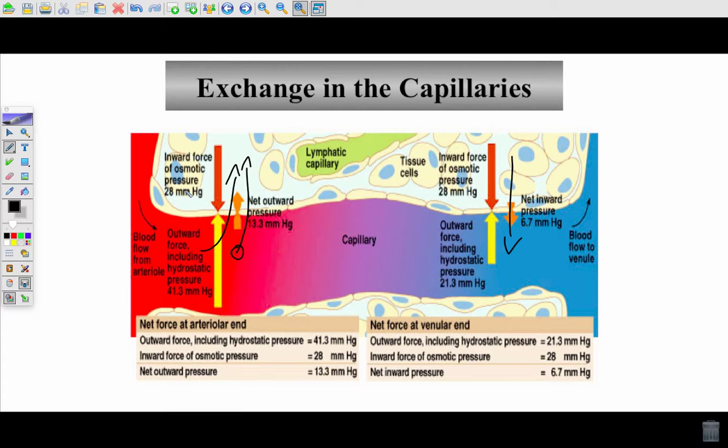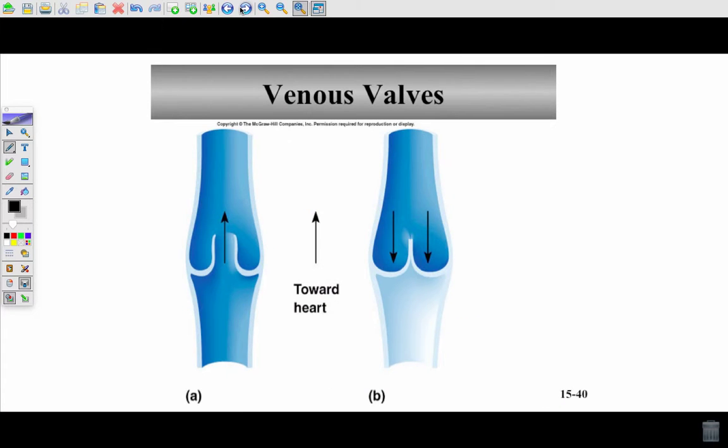So, big picture, do not memorize numbers. We don't care about the numbers. What we care about is understanding that material in the capillary on the arterial side is under a higher pressure to move into the tissues. And on the venule side of the capillary, there's more pressure to move material into the capillaries.